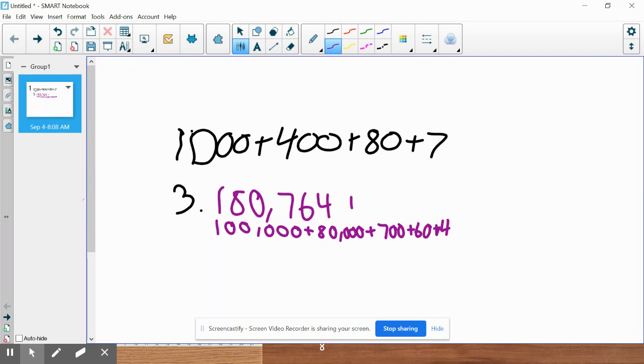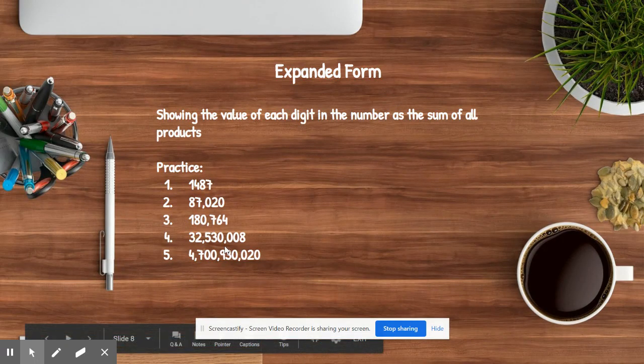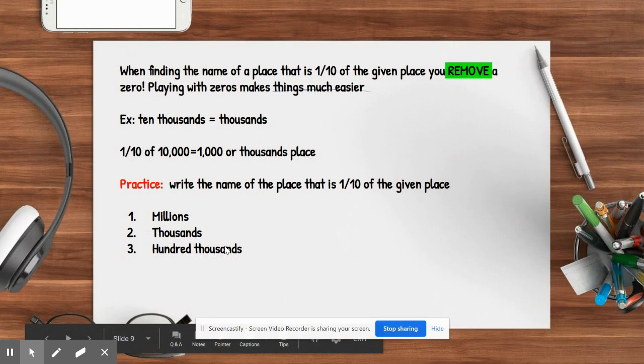Expanded form. Do we feel pretty confident here? Yes. I think we do, just based off of what you came up here to do. So I feel like we can move on. All right, let's move to what would be next. Now, this is something that's slightly new. So take a minute and write the notes for the very top sentence that's listed there, which says, when finding the name of a place that is 1/10 of a given place, you remove the 0. Take a minute and write those notes.